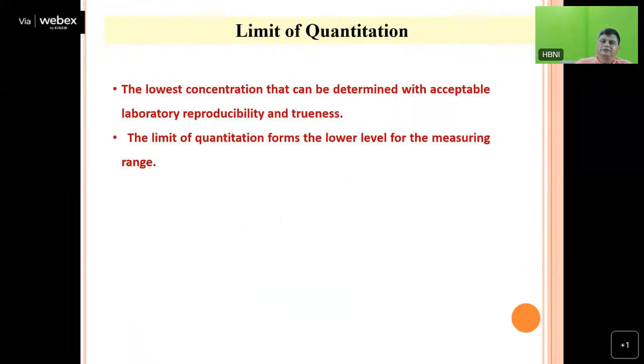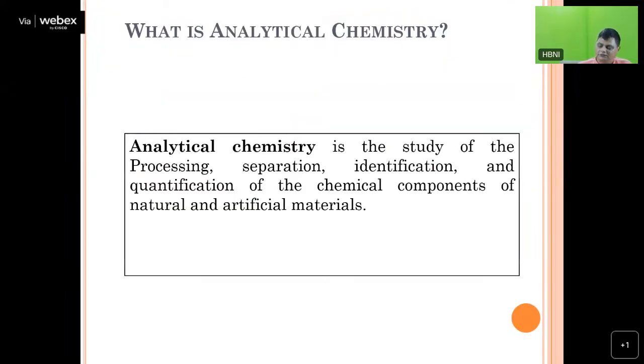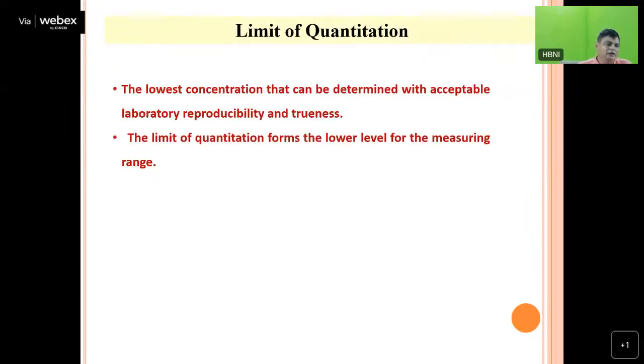See, the limit of quantification is the lowest concentration that can be determined with acceptable laboratory reproducibility and trueness, and the limit of quantification forms the lower level of the measuring range. So that's how we have finished this analytical terminology.